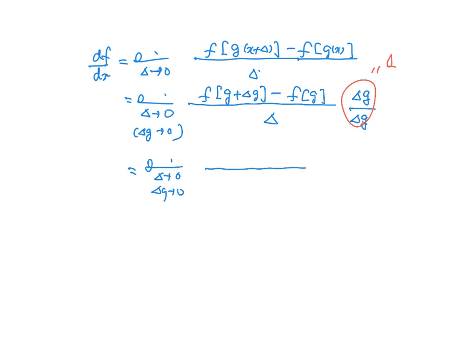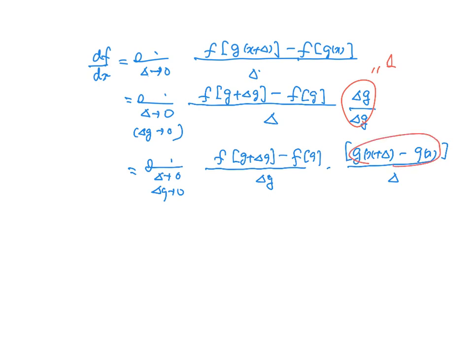And we can change this order: delta g, f of g plus delta g minus f of g, over delta g. And this is over delta x. And delta g is simply what? g(x plus delta x) minus g(x), right? So this is actually delta g. So it's nothing but df/dg times dg/dx. This is the idea of the chain rule, right?